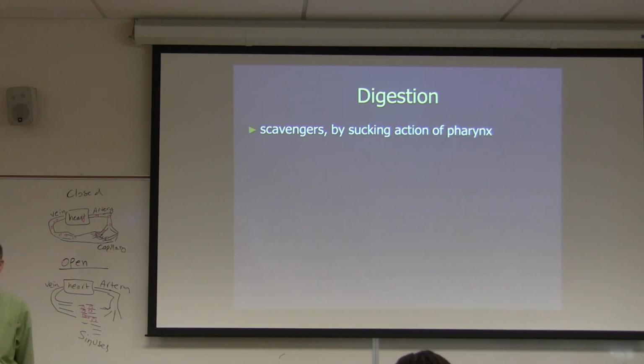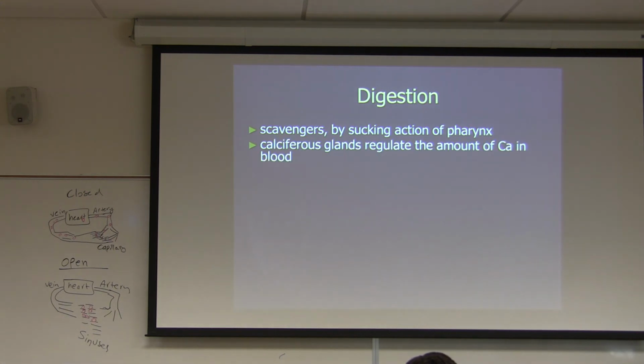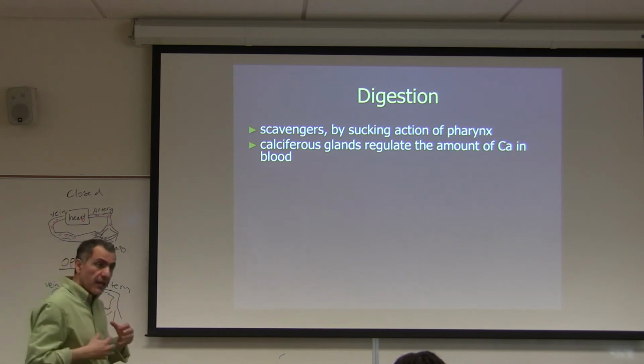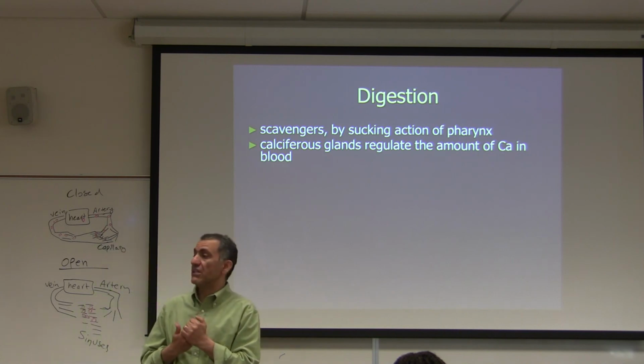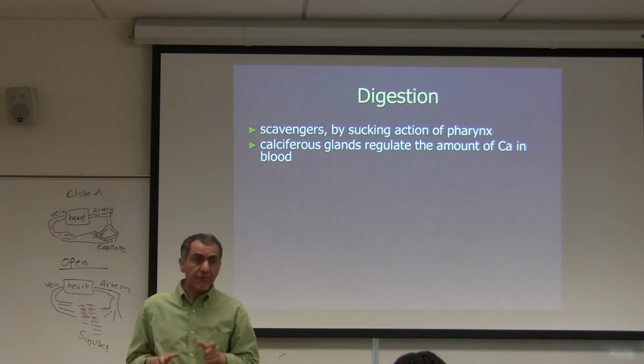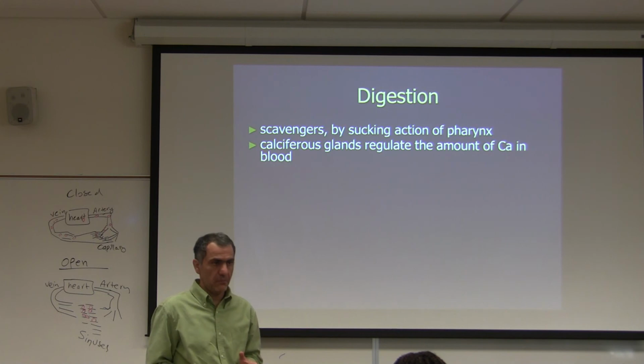Digestion, quickly. I'm going to go over these very quickly because none of this really matters. They're scavengers, and it means they eat everything. Sucking action of the pharynx, they have a powerful pharynx. You can look at the diagram, the model here. Calciferous glands: since these animals eat soil, and there is a lot of calcium in the soil, that calcium will kill them.